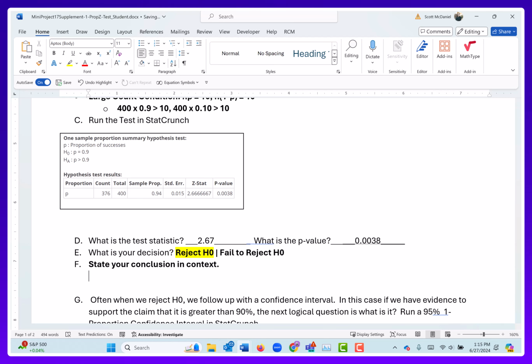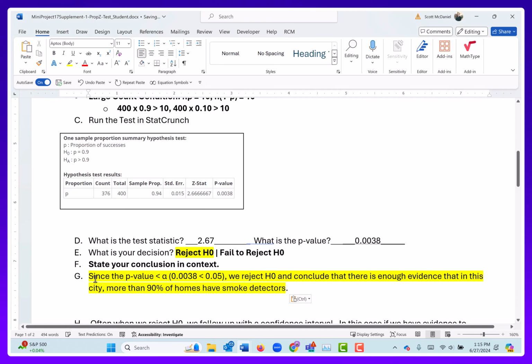So since the p-value is less than alpha, we're going to reject H0. Conclude that there is enough evidence that in this city, more than 90% of homes have smoke detectors. And that's kind of what my gut was going to tell me. I'm going to take away that enumeration.